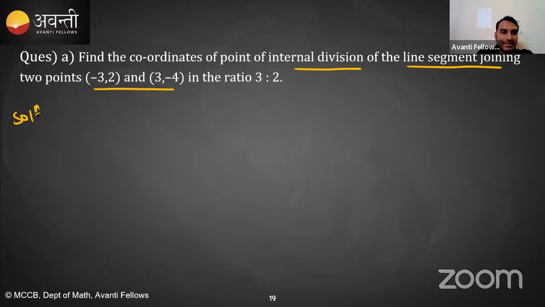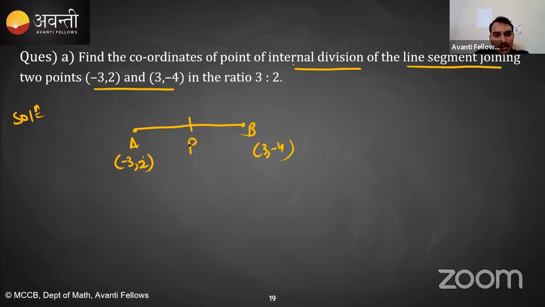It is clearly mentioned that it is internal division, and let's call these two points A and B. A is (minus 3, 2) and B is (3, minus 4). We need the coordinates of some point P such that it divides the line joining these two points in the ratio 3:2. So again, using the section formula, simple.